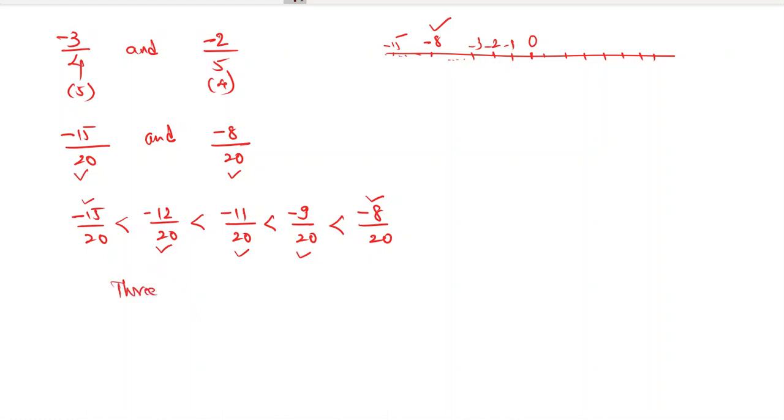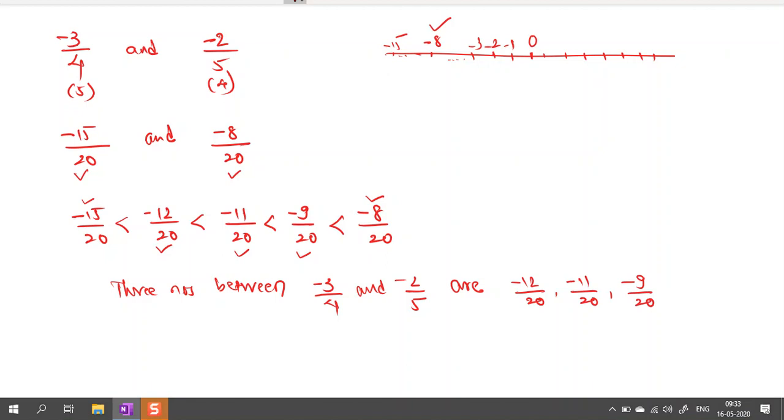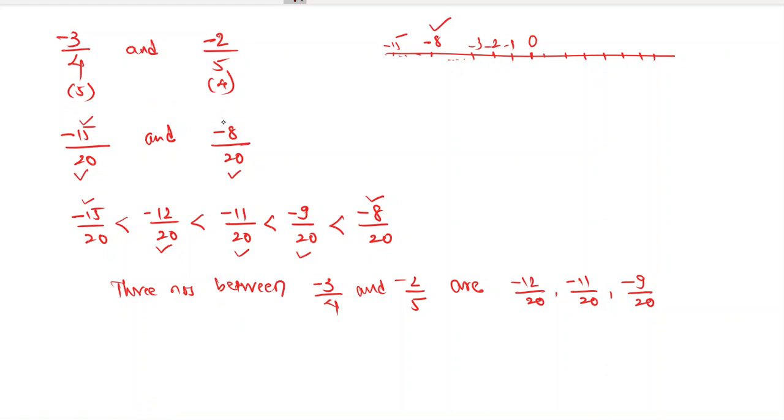Three numbers between minus 3 by 4 and minus 2 by 5 are minus 12 by 20, minus 11 by 20 and minus 9 by 20. Correct? So suppose we have to find 10 numbers. Then you would say, sir, there are no 10 numbers between minus 15 by 20 and minus 8 by 20. Then how will we find 10 numbers? That is also very easy.